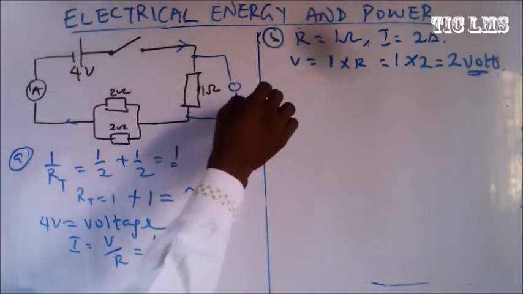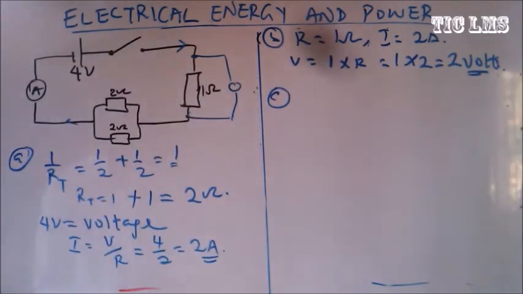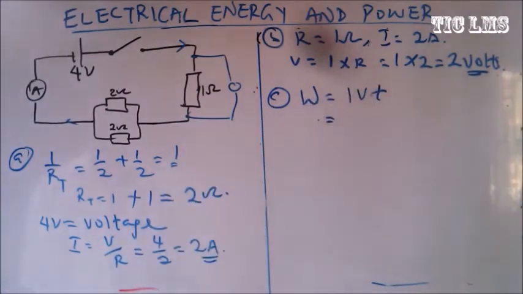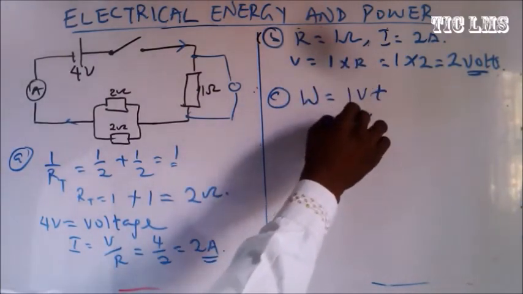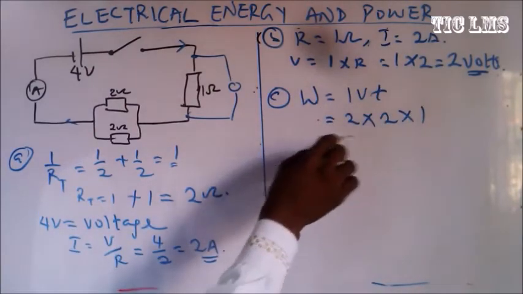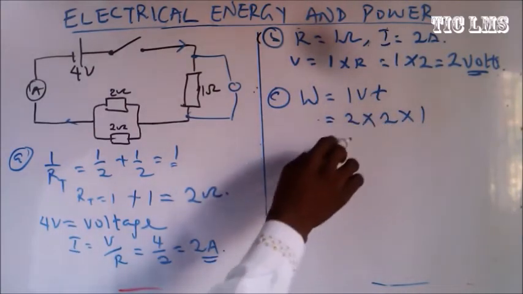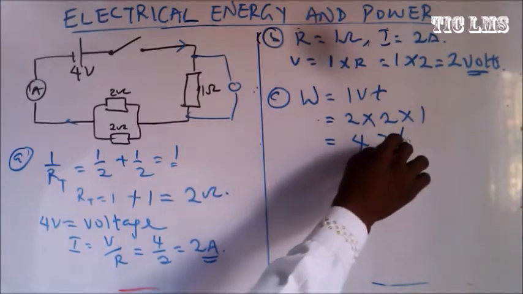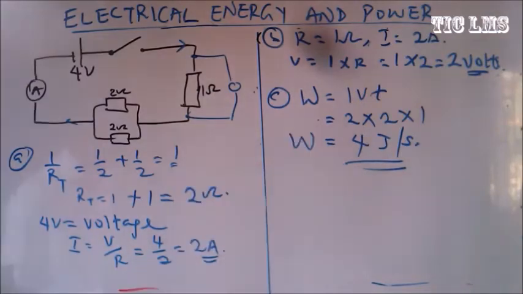Then the C part of the question says we should calculate the heat generated per second in the 1 ohm resistor. So we have W equal to IVT. I here is 2, and then our voltage is 2, and we have 1 as the time. So we have 4 joules per second. That is the heat generated per second.